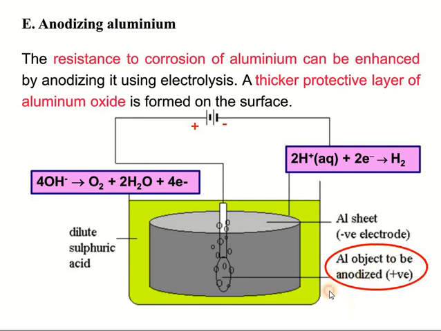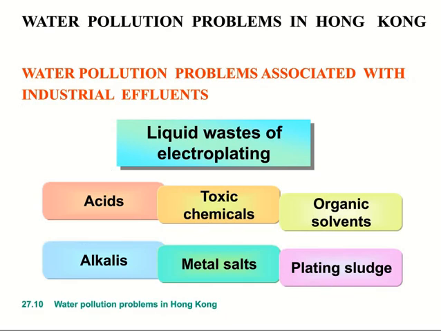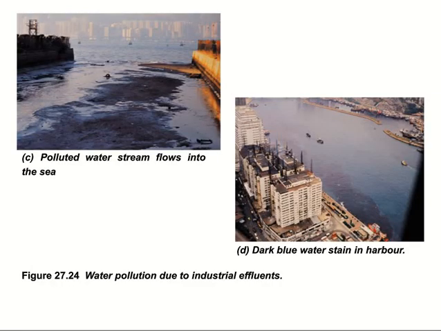This is the positive, oxygen. One of the advantages of anodization of aluminum is increasing the resistivity, that means the corrosion resistance is enhanced. These are the industrial applications.